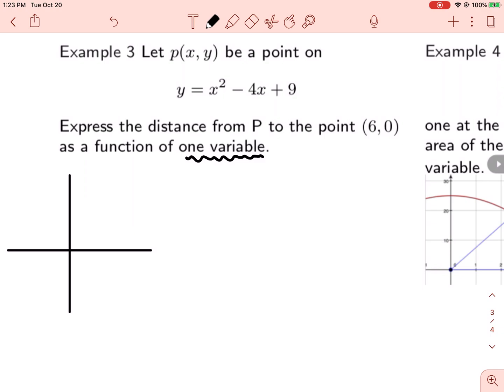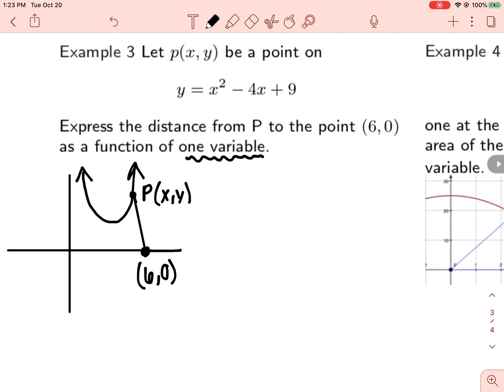This parabola would look something like this maybe. You know, it's positive, so it goes up. And I want to find the distance from (6, 0) to point P. And point P can be anywhere. I don't know, maybe let's put it here. This is point P, (x, y). I'm trying to find this distance, there to there.